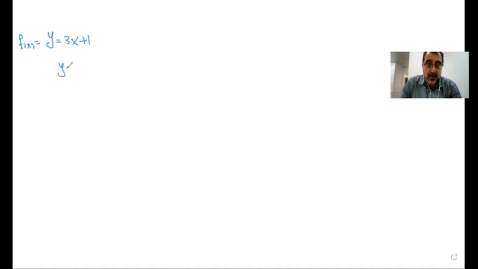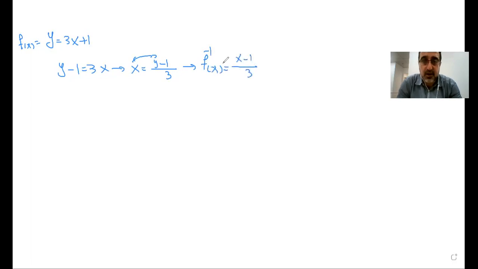Then y minus 1 is going to be 3x, and from here, solving for x, you get (y minus 1) over 3. Then you switch x and y, and instead of y you write f inverse of x, which is going to be (x minus 1) over 3. We call this the inverse function.